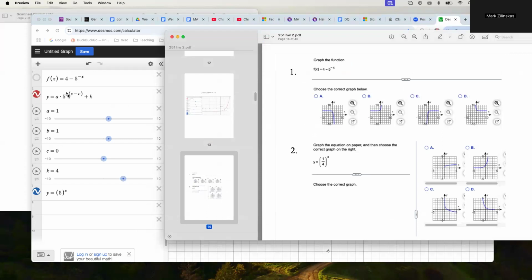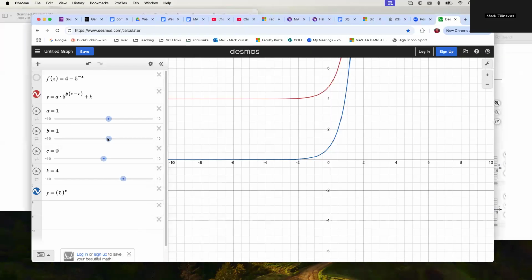Now the negative would be the b here, and the c would be 0, and that a would be -1. That gets me the -1 out in front of x when b is equal to -1. So I'm going to slide that over for b equal to -1. And then I am going to make the a be -1, so I'm going to slide that over to -1.